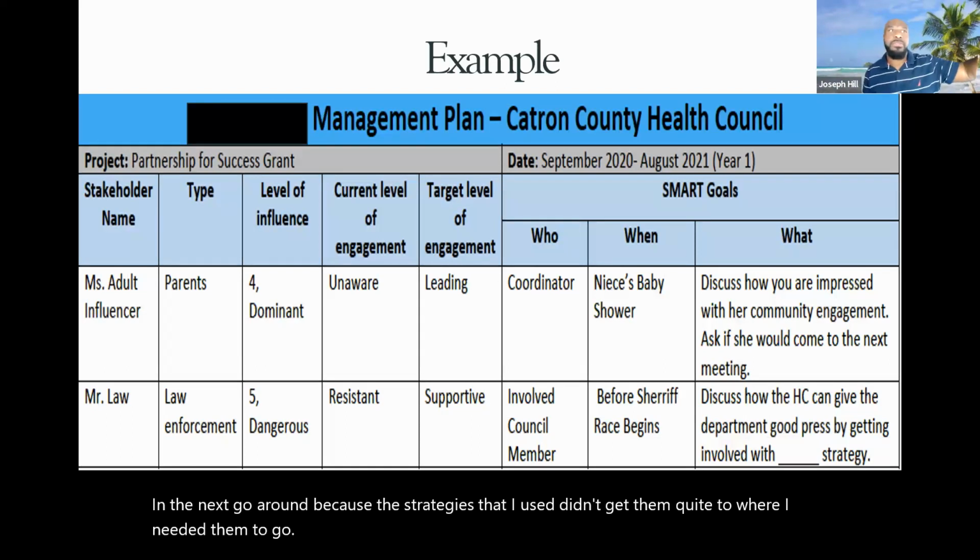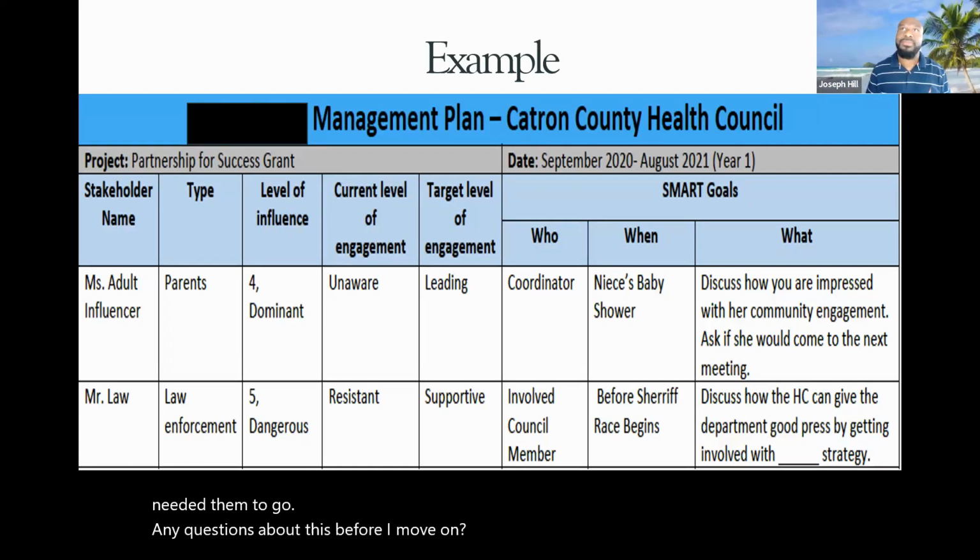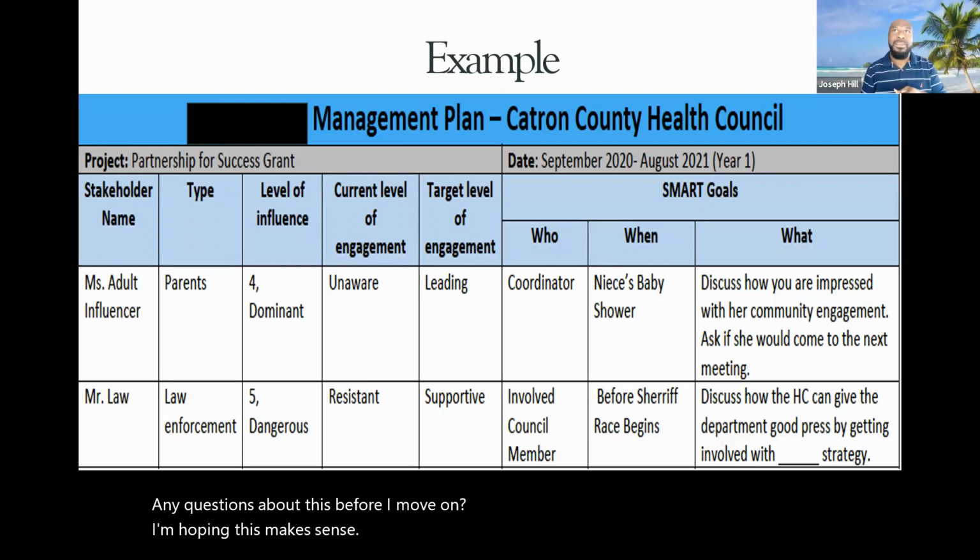Any questions about this before I move on? I'm hoping this makes sense. All right, I'm seeing a nod.